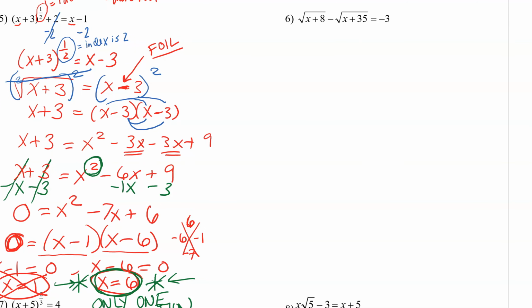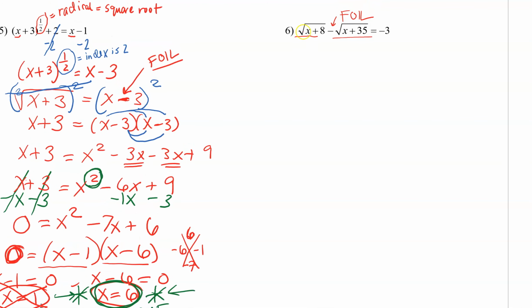Moving on to number 6. This one is also challenging because I have two separate radicals that are separated by subtraction, which means, if you square both sides, you would have to FOIL this side. And I do not know about you, but I do not want to FOIL that. So again, what I'm about to do is not really for a math reason. It's more because I don't want to FOIL that.